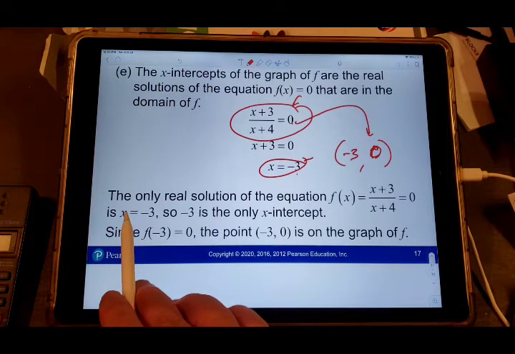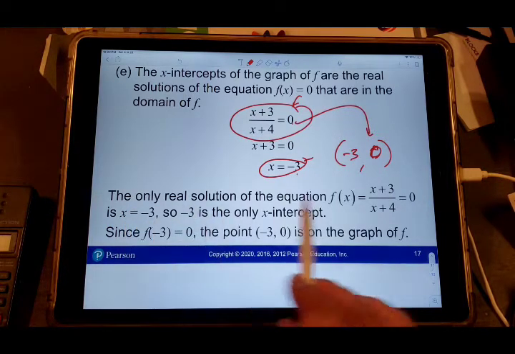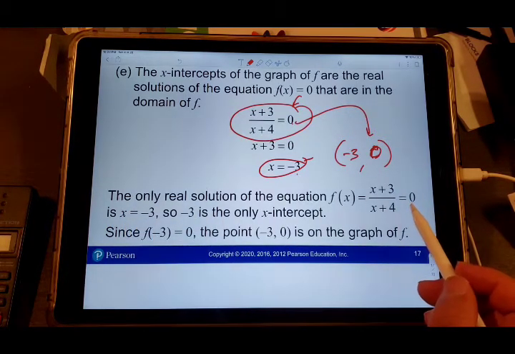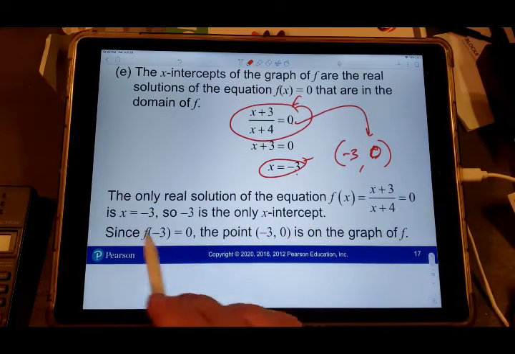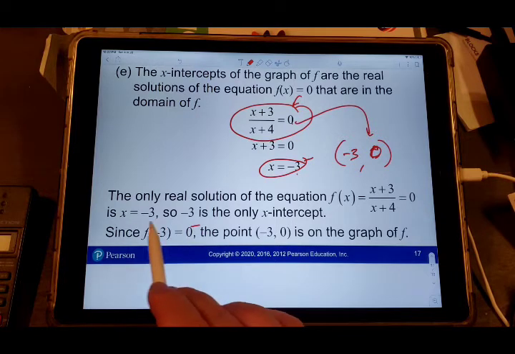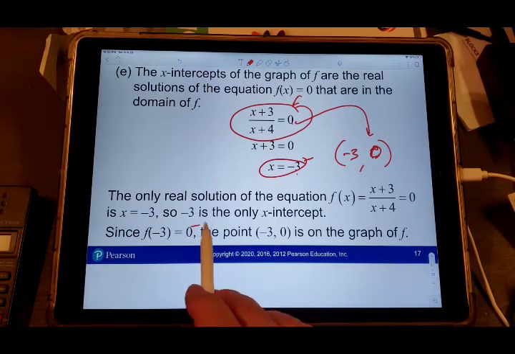And to find the y-intercepts, we try to solve this. So let's see. Oh, we go ahead and solve this and get x equals 0. So that's the only intercept.